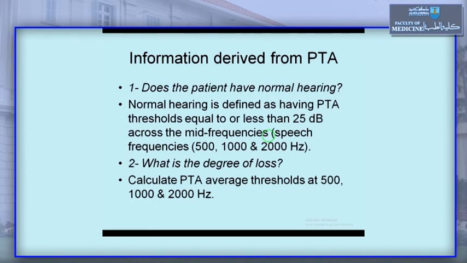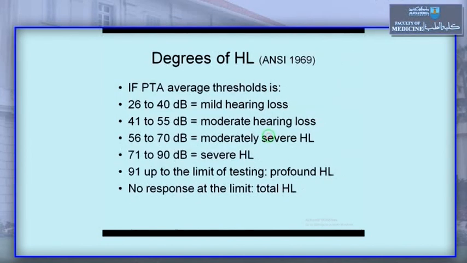The second piece of information is what's the degree of the loss if the patient has hearing loss. Any patient that has a pure tone average that exceeds 25 decibel is said to have hearing loss. Now we look at this pure tone average to see where it lies in the following table.